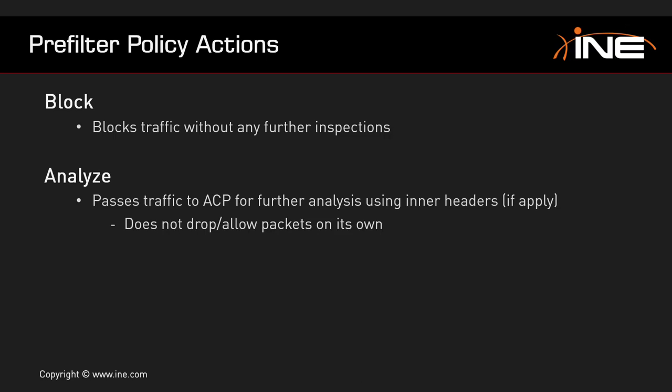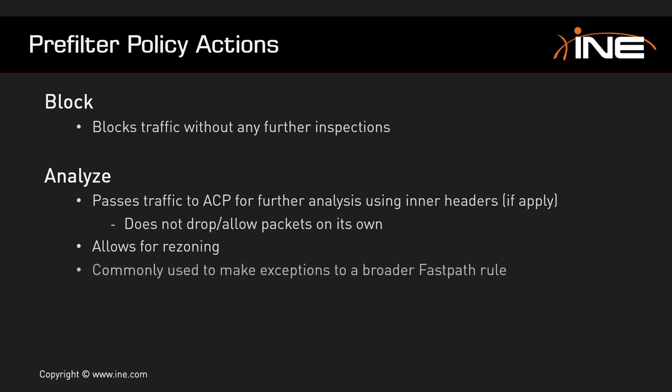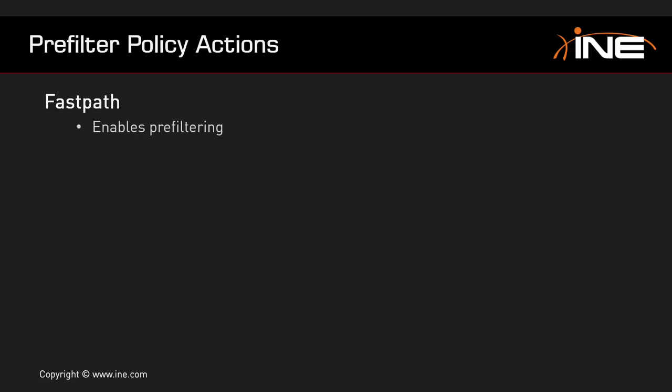Okay, we can say that we want to analyze, which is still not fast pathing. When you say analyze, it means that you want to pass the communication to the ACP for further evaluation. So in this case, we still don't drop or fast path packets in this rule. So why can something like this actually be useful? Well, case number 1 is when you want to rezone a tunnel. That would be one example. Now, another example is when you will want to make an exception to a broader fastpath rule. And of course, fastpath is how you will enable pre-filtering.